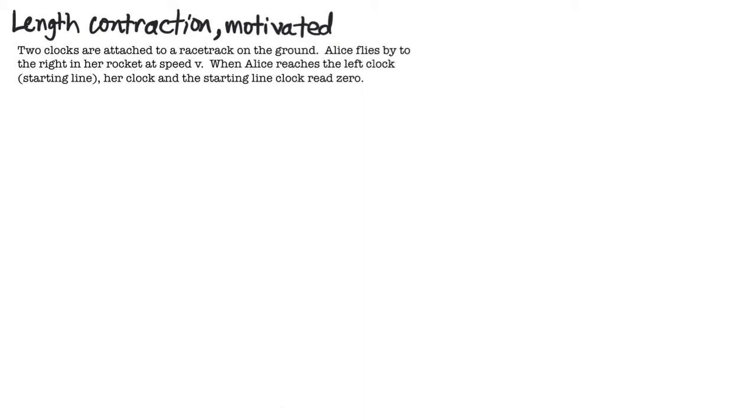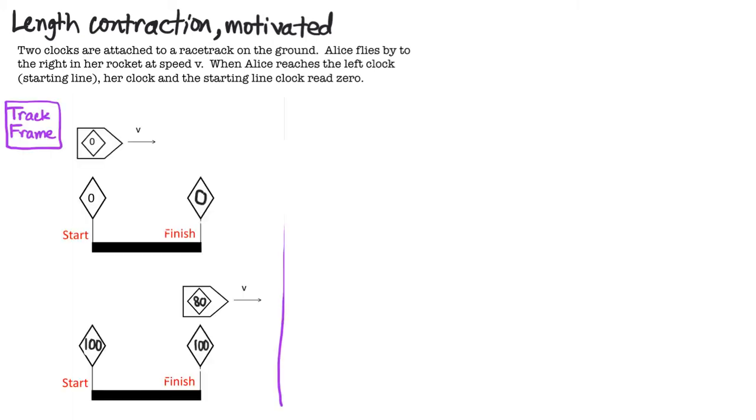So you might remember what this looked like. It was the following. We have, in the track frame, Alice in her rocket zipping by a racetrack, and there's a starting line clock and a finishing line clock. Alice had synchronized her clock to match the starting line clock when she was at the starting line, so they both read 0. Because in the track frame the starting and finish line clocks are both at rest, they're going to have the same reading, and that's true in all pictures.